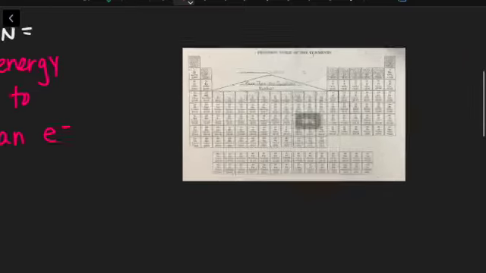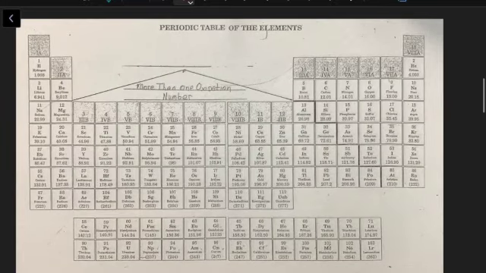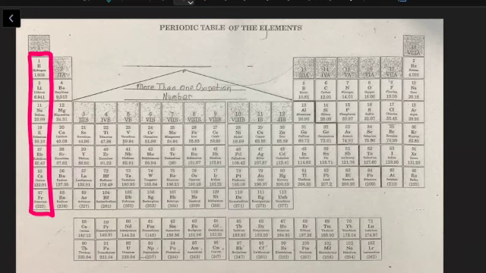So, on the table, which of these is going to want to get rid of its electrons the most? If you said group 1, you'd be correct. Because group 1 has just one valence electron and it is absolutely dying to get rid of it so that it can be stable. So it would not take a lot of energy because they're already trying to do it.